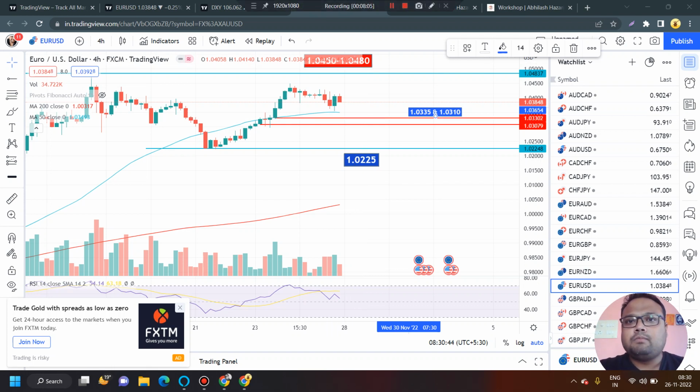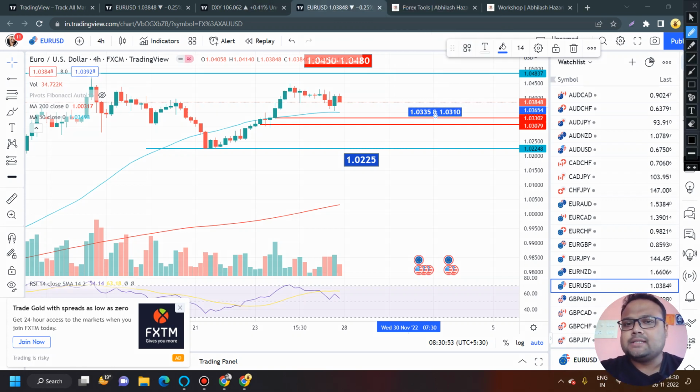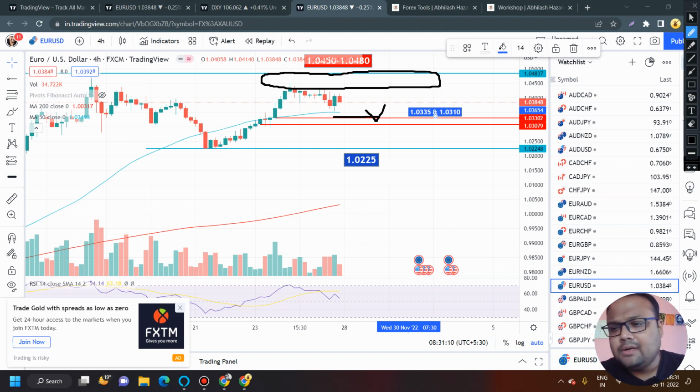So if the volatility of the market remains low, then if market starts coming down, you can expect the market to bounce. If market bounces, go for a buy position. And expected profit, as I said, 25 to 30 pips easily. On the other hand, this is a resistance zone. Hopefully if the volatility of the market remains low, market should reverse. Let's wait and watch.